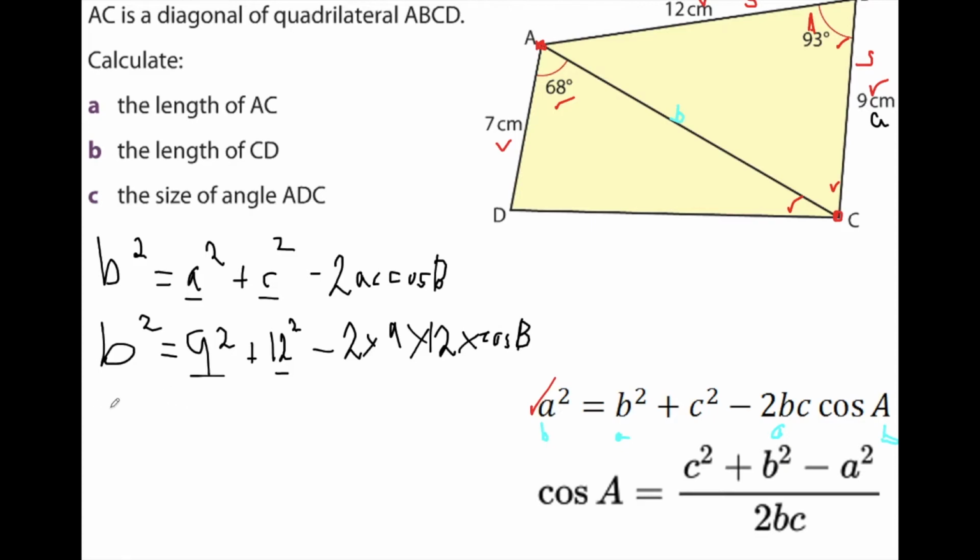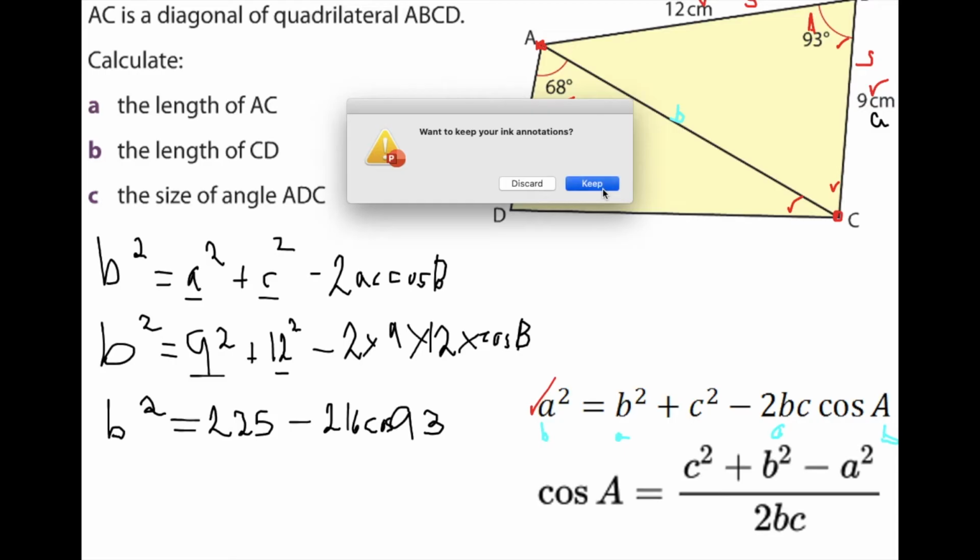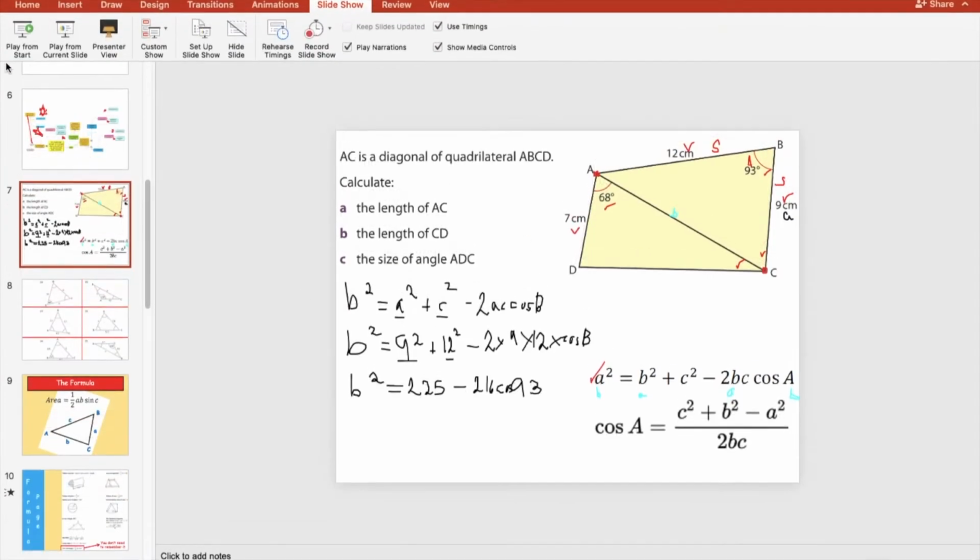I would simplify this up a little bit to make it a little bit easier. So 9 squared is 81, 12 squared is 144. And then adding those together, quick maths, we've got 225. 9 times 12 is going to be 108, and then we've got 216, so 225 minus 216 cos B. This looks pretty simplified to me. So we need to make sure that we put the angle in, which is 93, and we're ready to get the calculator up now. So let's have a look at how we would type this into the calculator.